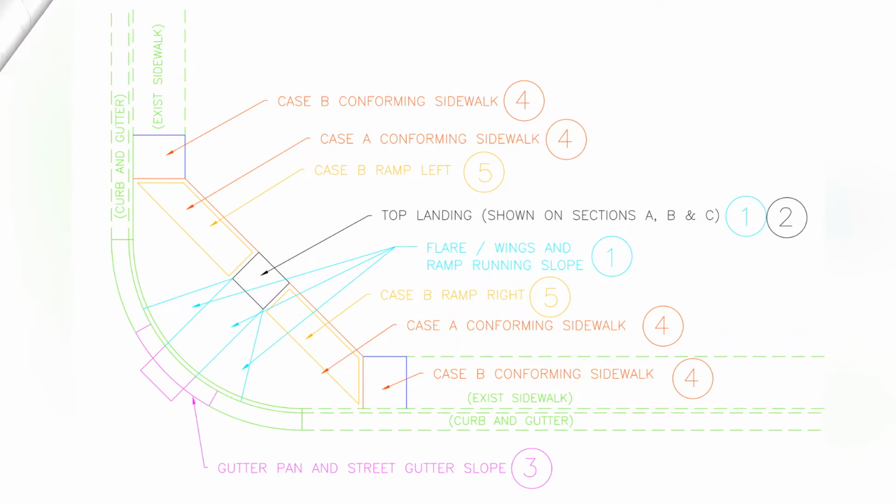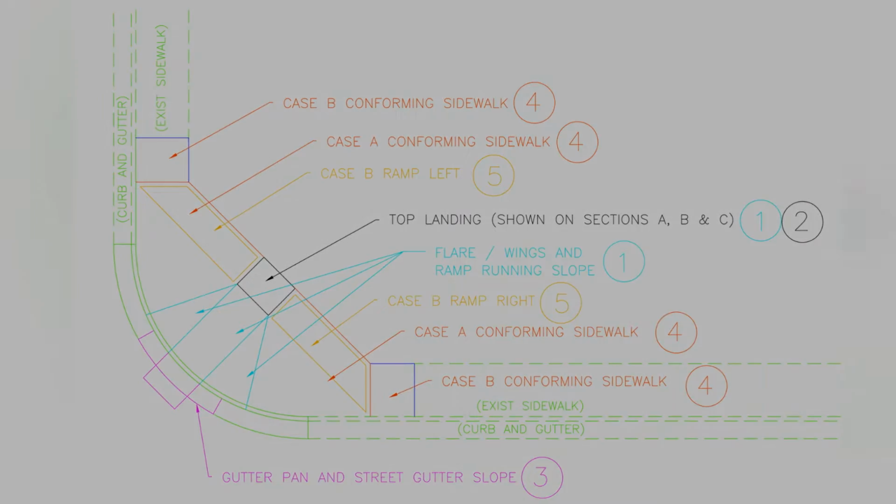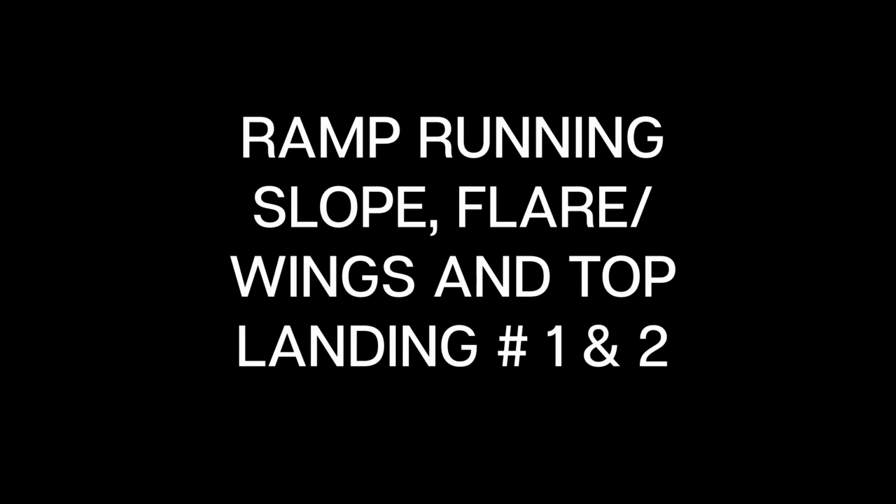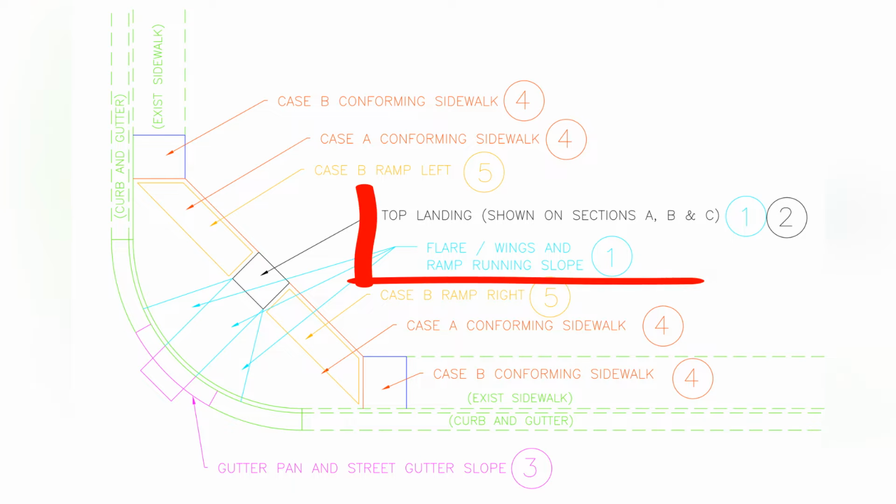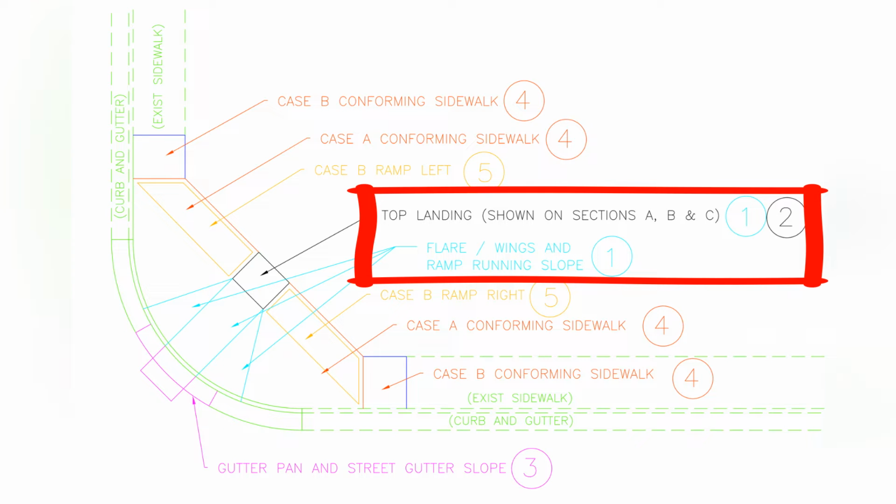There are 5 major concerns when designing, constructing, and inspecting an Americans with Disabilities Act ramp. Many of these grades we have already discussed, but I will be adding a few more key items. Ramp run slopes, flares, wings, and top landing. Item number 1. This is your main control of your compliant ramp design. Everything will be designed and constructed from these elements, so it is very important to have these correct.